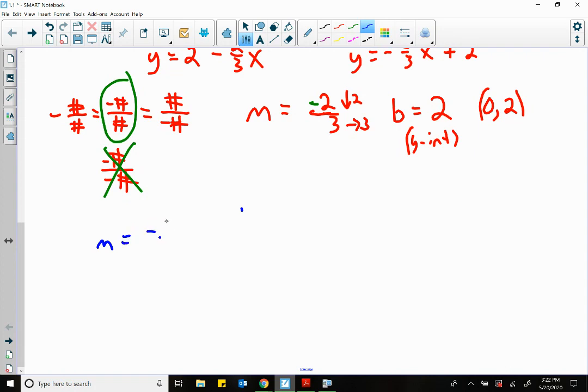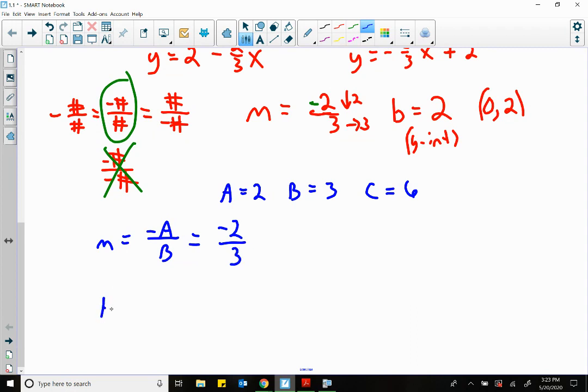M says the opposite of A over B. The A value up there was 2. The B value was 3. The C value was 6, just to remind you. So up here, what is the opposite of a positive 2? Negative 2. What's the B value? 3. Does that reduce? Nope.